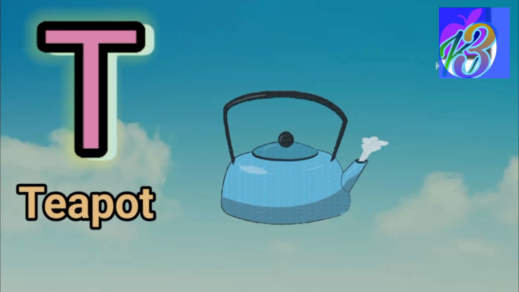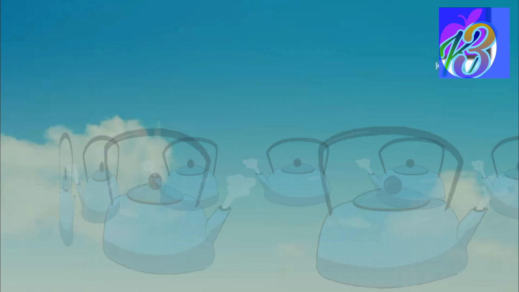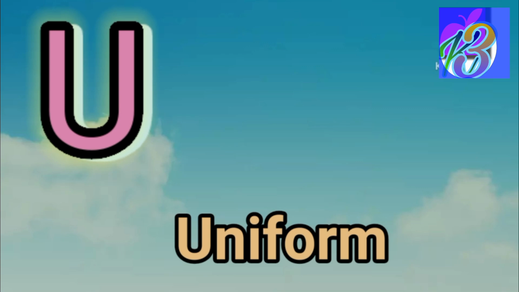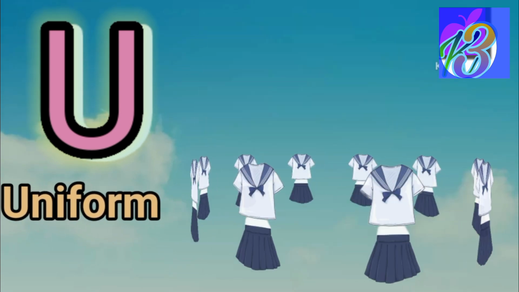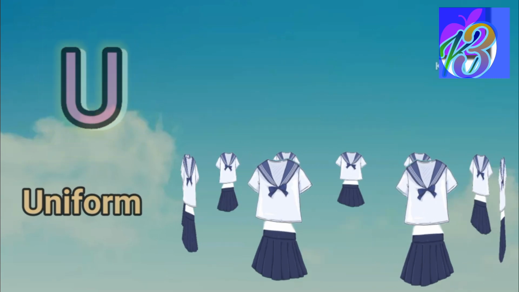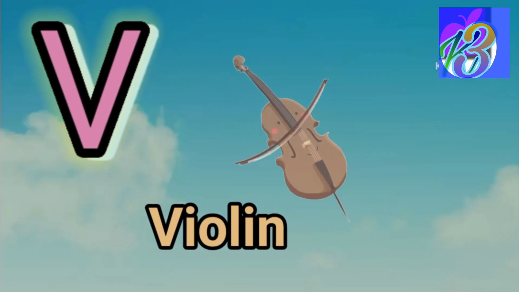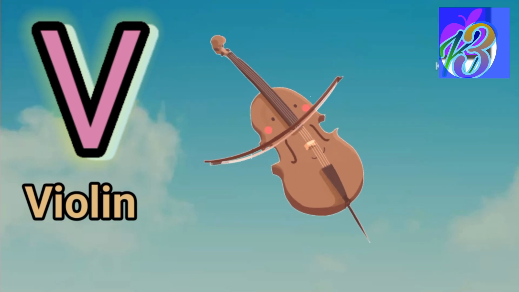T for teapot. A, B, C, D, E, F, G, H, U for uniform. L, M, N, O, P, Q, R, S, T, U, V, W, X, Y, and Z. Now I know my V for violin. ABCs. Next time, won't you sing with me?